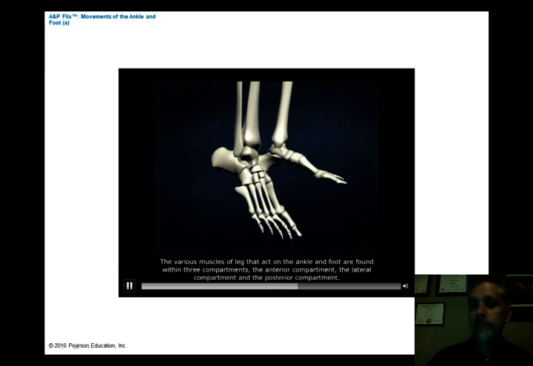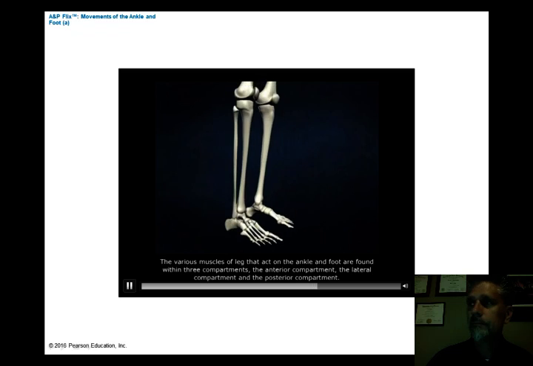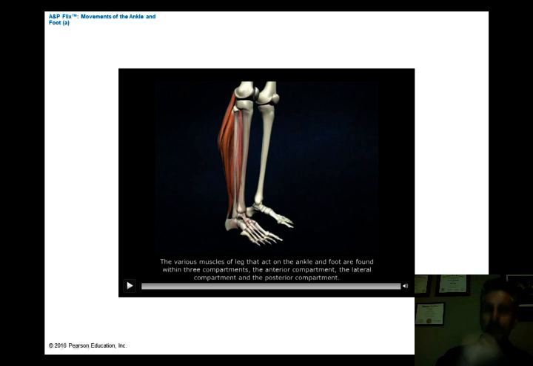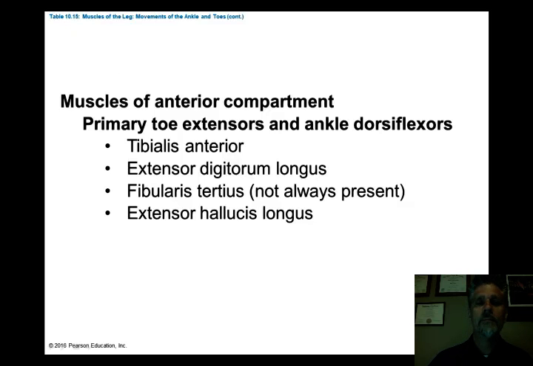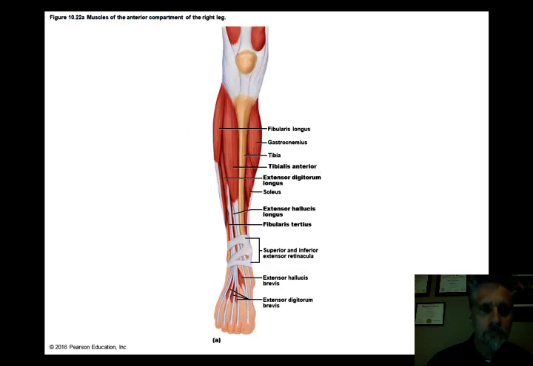The various muscles of the leg that act on the ankle and foot are found within 3 compartments: the anterior compartment, the lateral compartment, and the posterior compartment. It's kind of interesting when you palpate your leg, right? You don't feel a lot on the medial aspect. You feel your tibia there, your shin. You feel a lot on the lateral side where your fibula is embedded, some on the anterior side where your tibialis anterior is, and a lot on the posterior side as well. So on the anterior side, our main one is going to be our tibialis anterior.